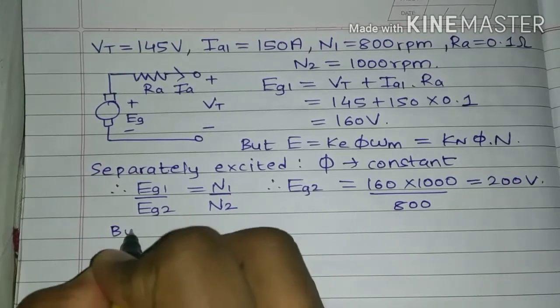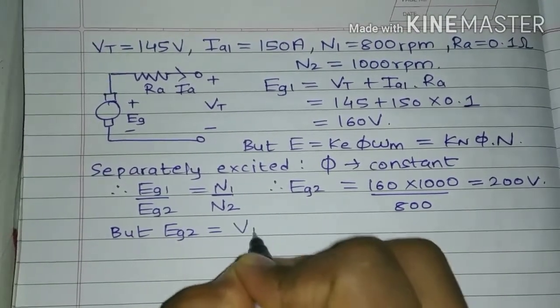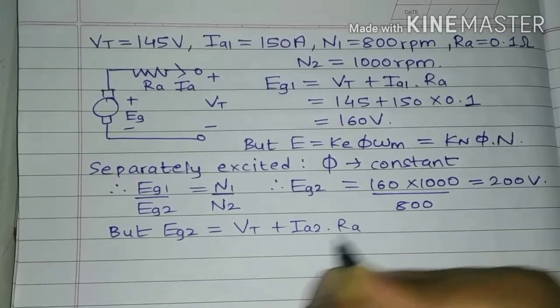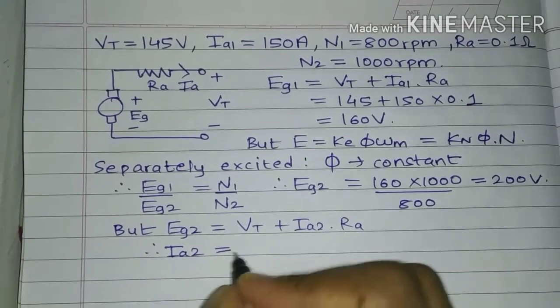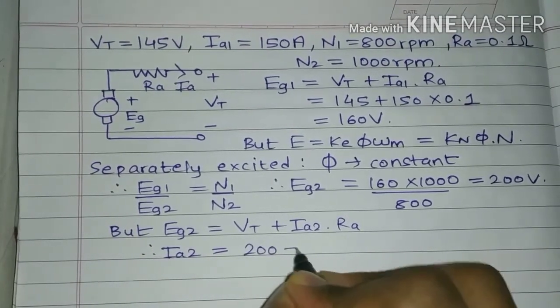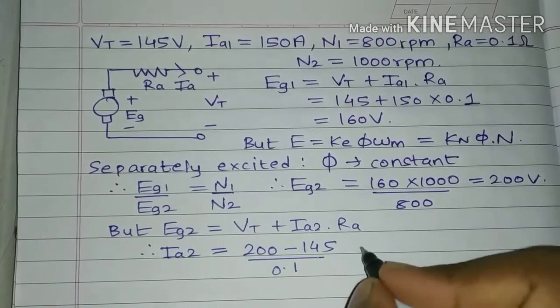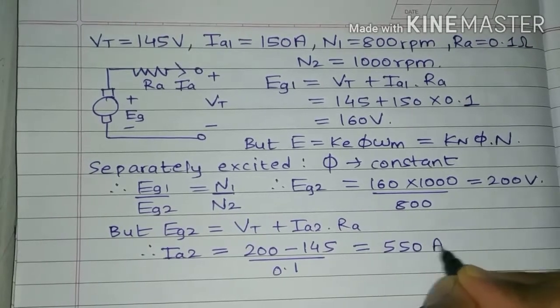But Eg2 is equal to Vt plus Ia2 into Ra. Therefore Ia2 will be equal to 200 minus 145 divided by 0.1, which is equal to 550 amperes.